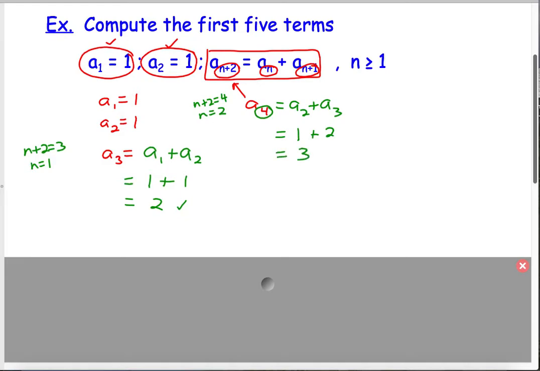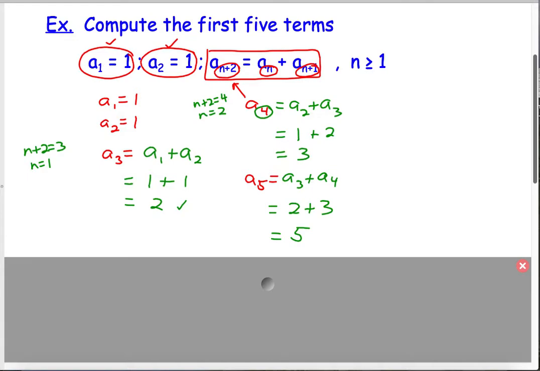And finally, a sub 5 is going to equal a sub 3 plus a sub 4. And the third term was a 2, and the fourth term we just figured out was a 3, and so we get 5. Now, that may seem confusing at first, but let's go back to that definition.